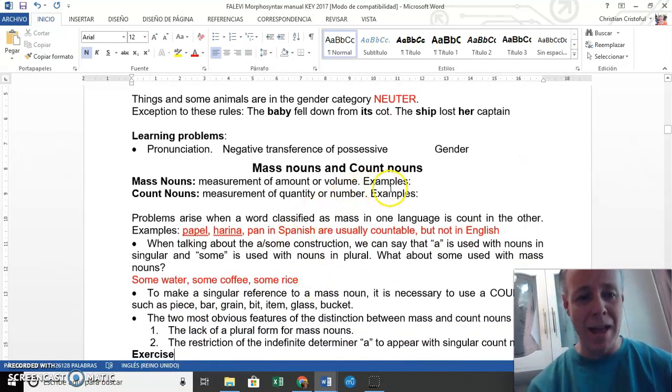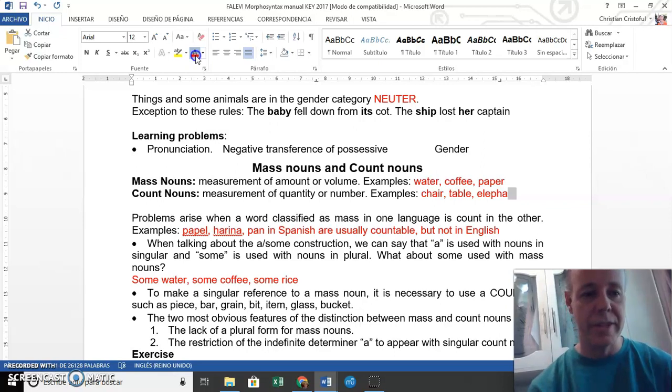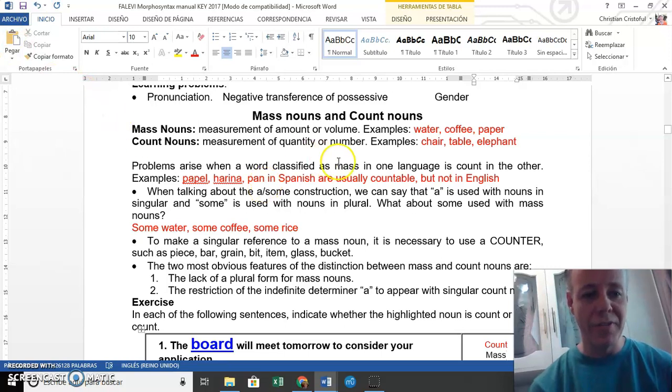Mass nouns and count nouns. Mass nouns are used to measure amount or volume. Okay, examples, we have water, coffee, or paper. Yes, paper. We don't say un papel in English. And count nouns are used to measure number. For example, a chair, table, elephant. Problems arise when a word classified as mass in one language is count in the other.